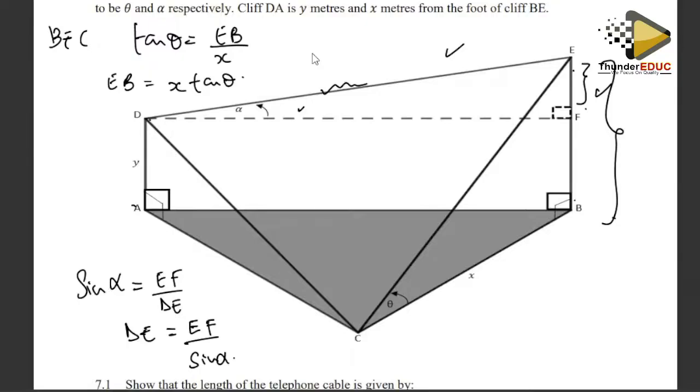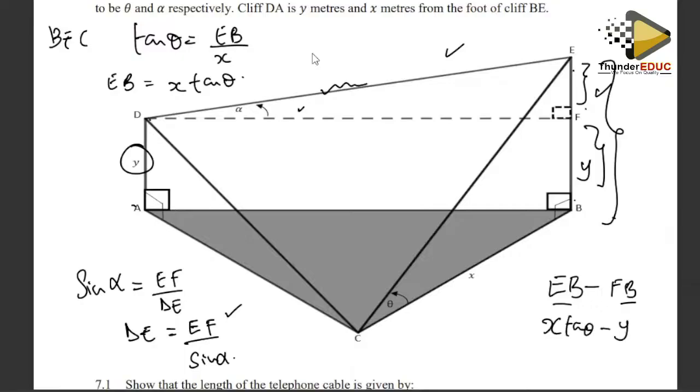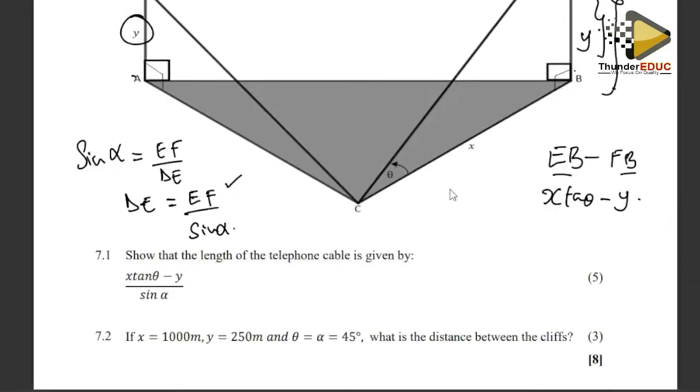Now, for us to get the EF, we need to get the EB minus the FB. Okay. They told us that this is a Y, meaning that this is a Y here, which makes life easy now. So it's going to be X tan of theta minus the FB, which is a Y. So let's punch that to the top, meaning that we're going to have X tan of theta minus Y over the sine of alpha. Oh, that was a quick 5 marks.